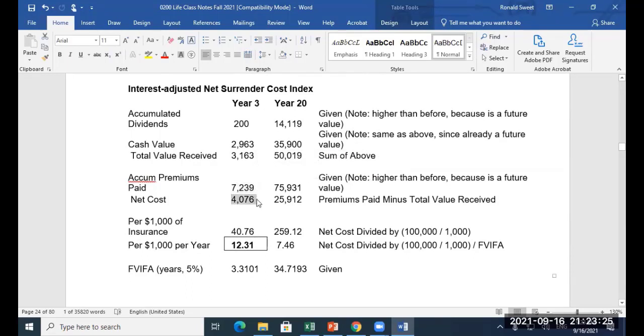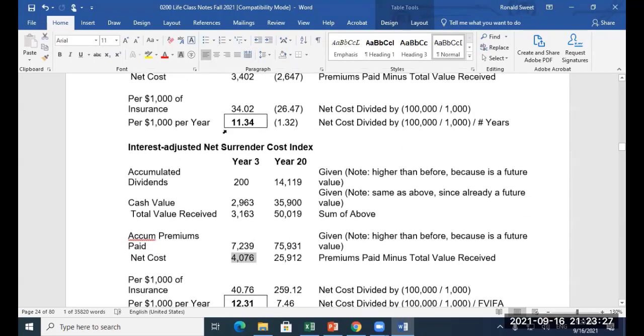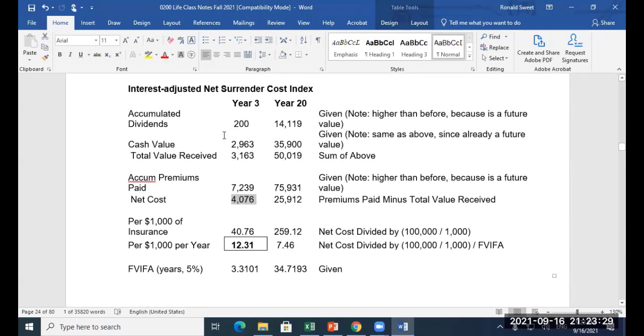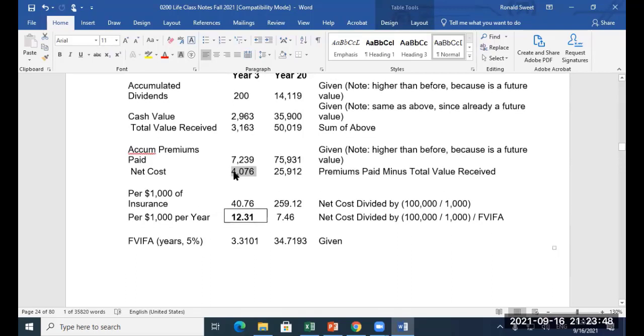So now my net cost is much higher. And why is that? Because we pay the premiums up front and we get the dividends delayed and the cash value is already future value. So the premiums have the biggest impact because we're paying them up front. Everybody good on that? I know it's 9:30, but remember all your present value and future value numbers. All right. On a per 1,000 basis, that's $40.76.